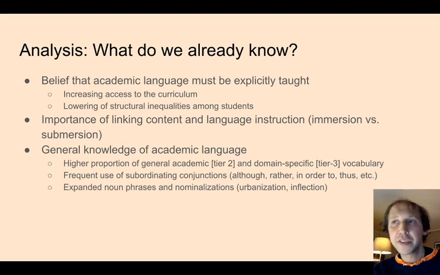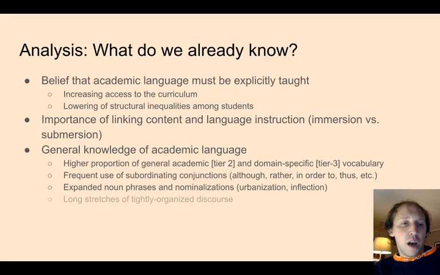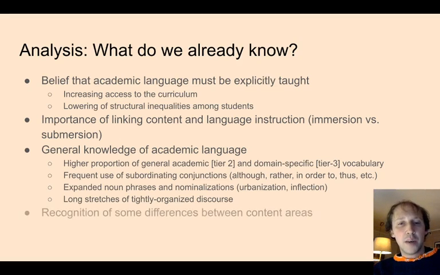So, expanded noun phrases, as we were learning about last week with syntax, where you can have all of these pieces put into a noun phrase, and we see a lot of that in academic language. But then there are nominalizations, where you've got one big concept, one word that actually encompasses a whole process, and I've got urbanization here from geography and inflection maybe from foreign language study. And we've also got in academic language long stretches of tightly organized discourse.